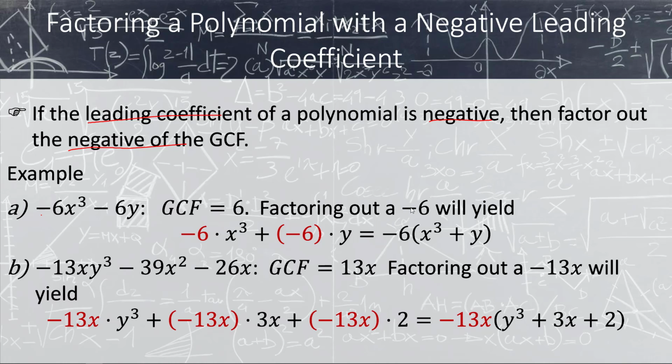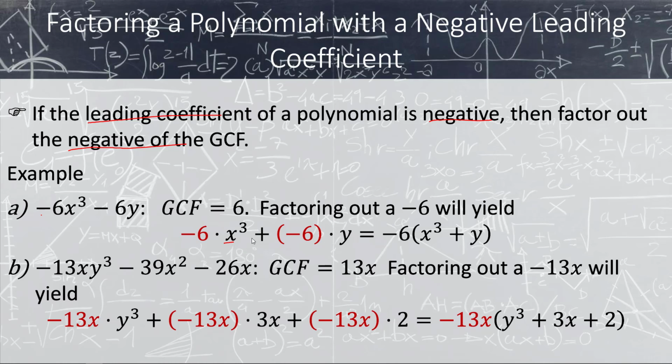So we're going to take our negative 6 and find the other factor that we need to produce negative 6x cubed. In this case, it will be x cubed. And then plus, here we're factoring out a negative 6, and we want to find the coefficient that will produce for us a negative 6y. Of course, that will be y. So now we have negative 6 times x cubed, which provides us negative 6x cubed. Here we have negative 6 times y, which provides us with our negative 6y.